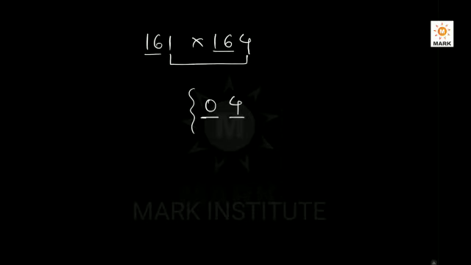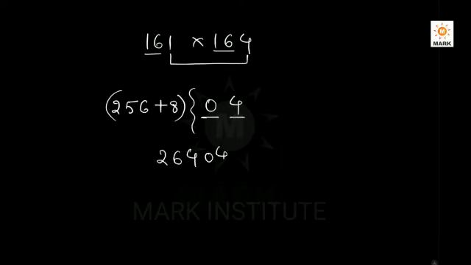Okay, now one more example. 161 into 164. The unit digit sum is 5 and the remaining numbers are the same. What is 1 into 4? 1 into 4, 2 digits, 04. Right side part I am making it 2 digits, 04. Now 16 into 16 is 256. What is half of 16? It is 8. So 26404, right?